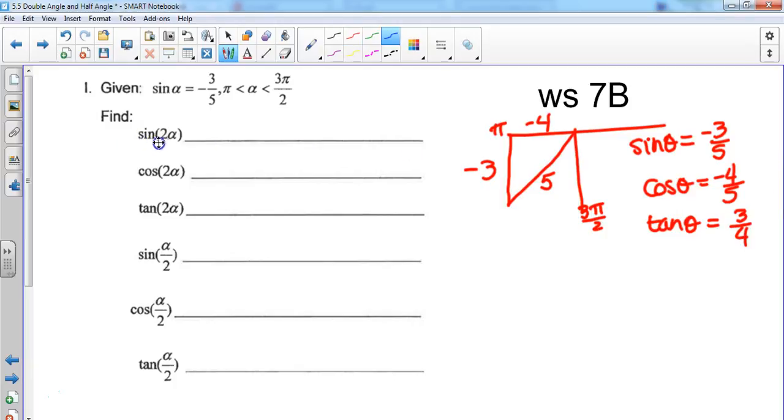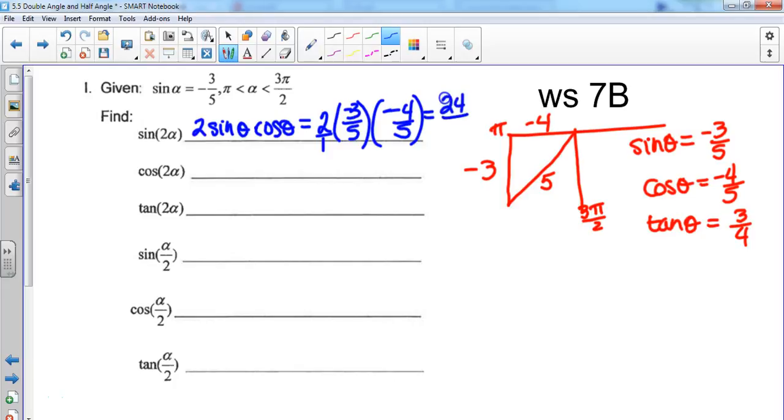All right. What's the trade for 2 sine theta? 2 times sine times cosine. Okay. So I'm going to put my values in. What's the sine? And the cosine? Okay. Remember that 2 is 2 over 1. So I get 24/25. Yes, this is almost the same as the exact problem on the front. It's not, actually.